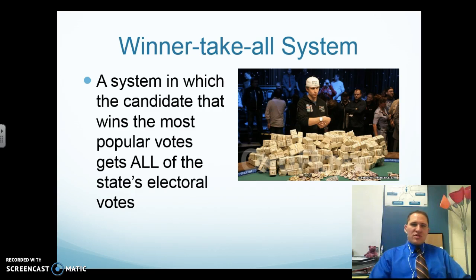And last is the winner-take-all system. All right, a system in which a candidate that wins the most popular votes gets all the state's electoral votes, and that's what we're going to see with the Electoral College. That if Virginia, even if it's off by 1 vote, if the Democrat beats the Republican by 1 vote, the Democrat gets all of the electoral votes. All right, same thing in every other state. There's a couple states that have a slightly different system, Maine and Nebraska, but the most important thing is you know that winner take all, 270 to win. If a candidate gets 270 electoral votes, even if they lose the popular vote, still becomes the president.